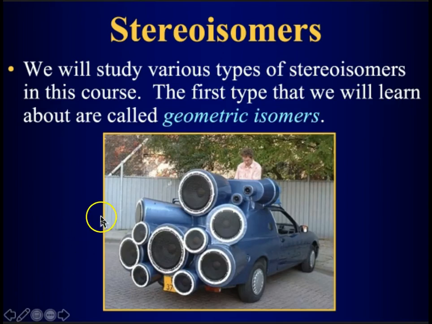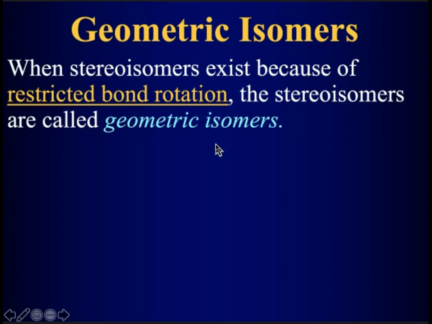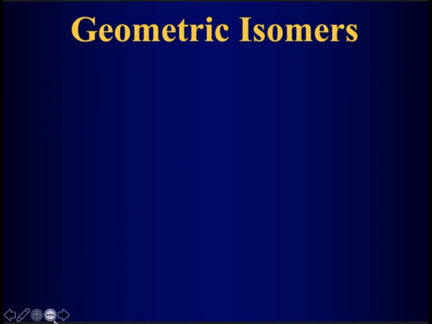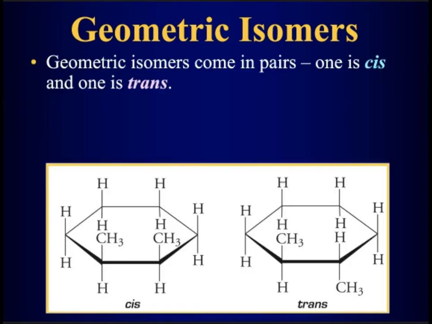So we'll study a few various types of these stereoisomers in this course, but the first type we want to learn are called geometric isomers. Geometric isomers exist because of restricted bond rotation. If there's some kind of restricted bond rotation, either through a ring, or we're going to look at even double or triple bonds, they're going to be geometric isomers. The 2 types of geometric isomers we're going to look at, one is cis and one is trans.